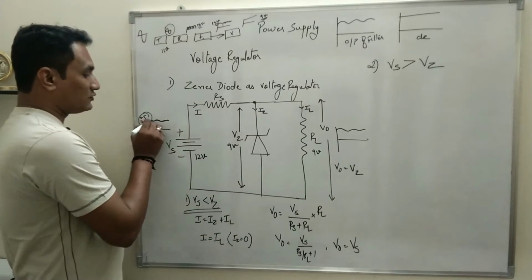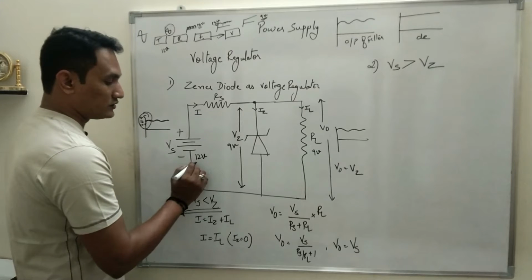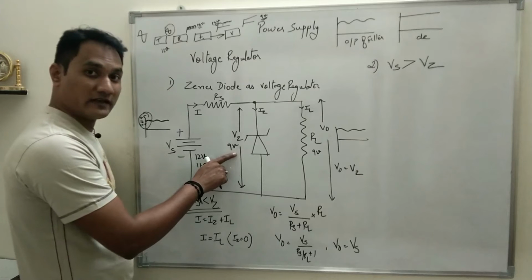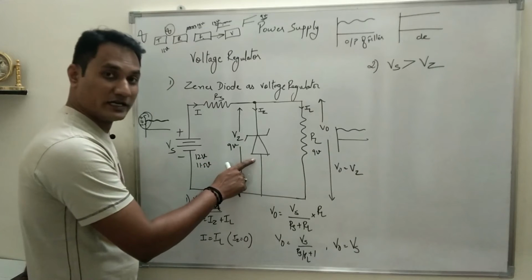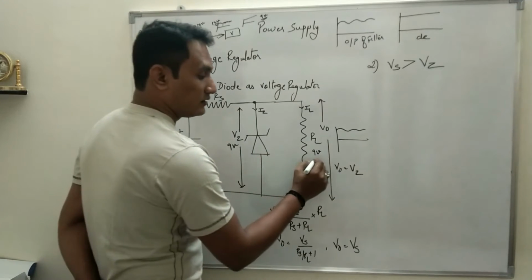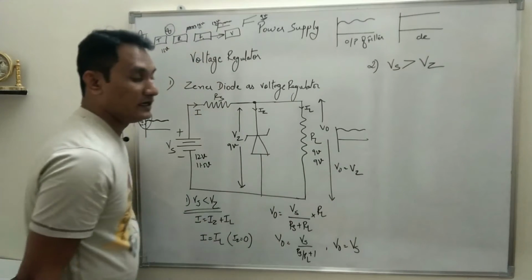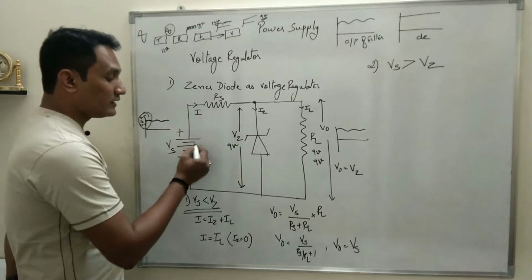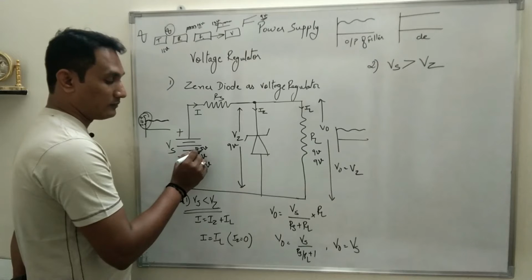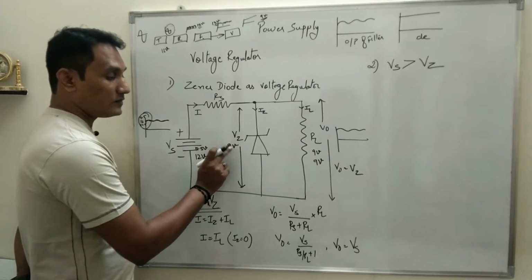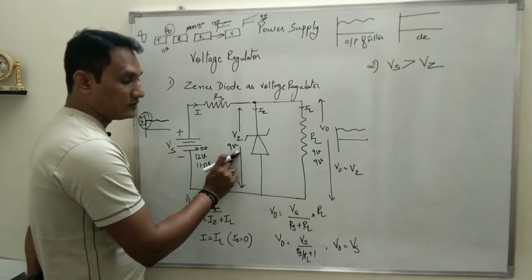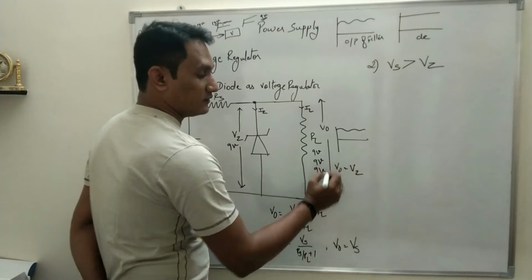Suppose there is a fluctuation and the input changes to say 11.5 volt. Still 11.5 volt is greater than 9 volt. The Zener diode is still in the breakdown region. The voltage drop across the Zener diode will be 9 volt. Therefore the output voltage will be 9 volt. If the input increases to say 12.5 volt, what happens? Still 12.5 volt means the Zener diode is still in the breakdown region. The voltage drop across the Zener diode will be 9 volt, and therefore the output voltage will be 9 volt.